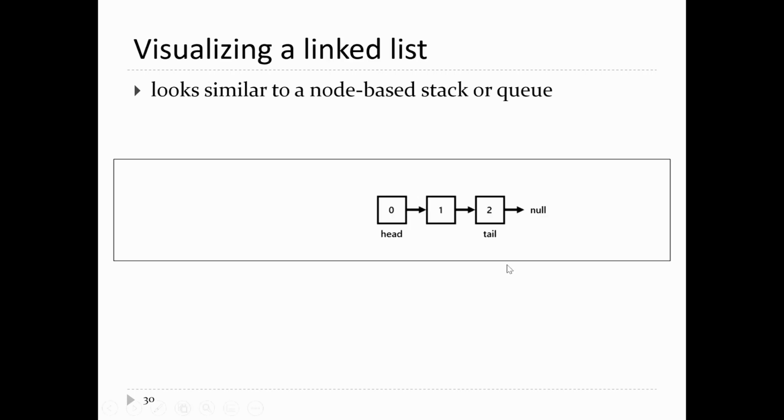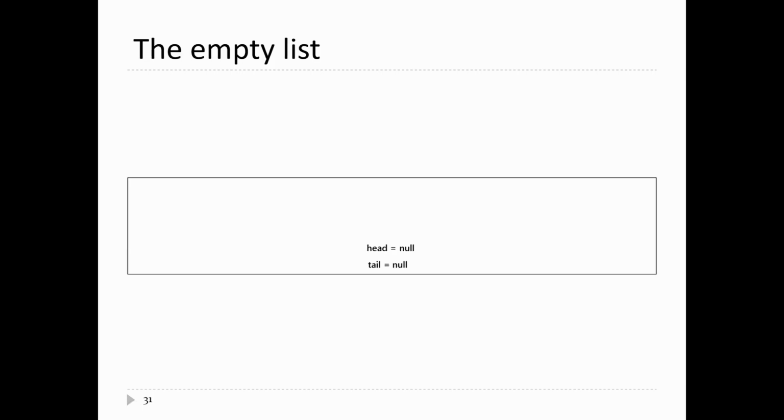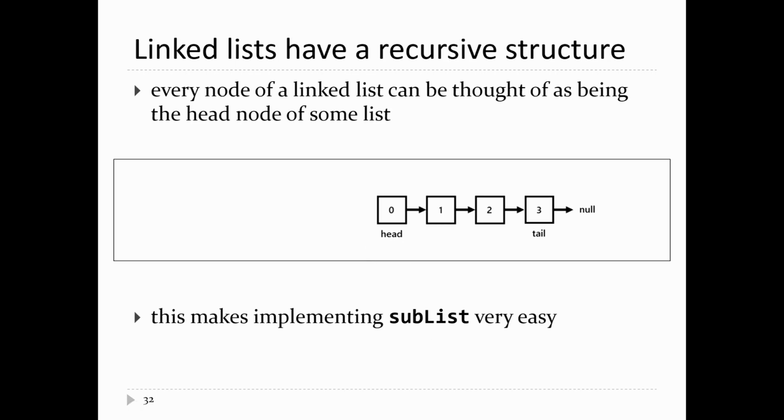Now, these things look a lot like stacks or queues that are implemented with nodes. So there's an example of a linked list of length 3. The head node is at the front, the tail node at the back. In Java, you indicate that you're at the end of the list by setting the next link to null. The empty list has the head and the tail both equal to null. Linked lists are recursive in structure, just like queues and stacks.